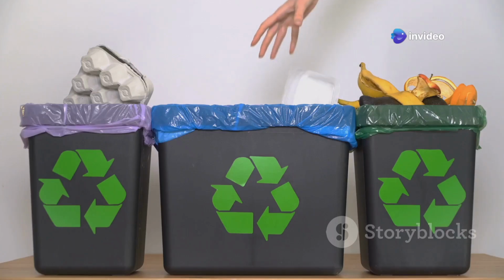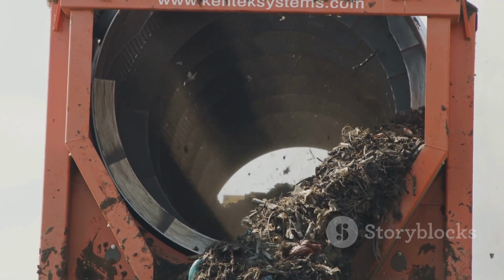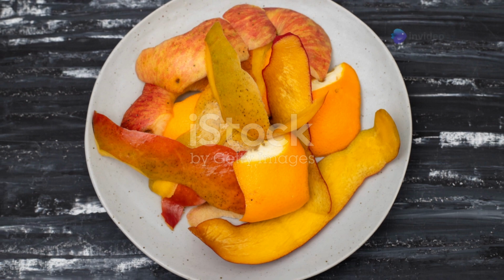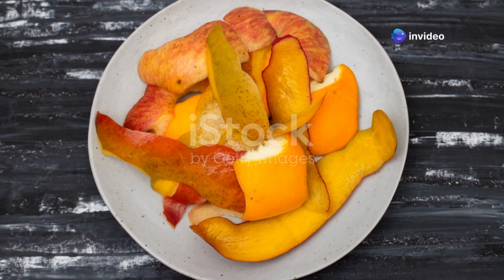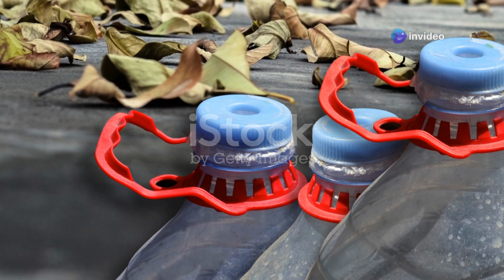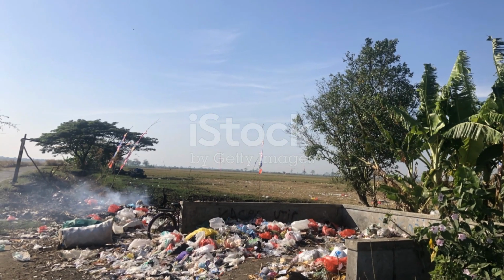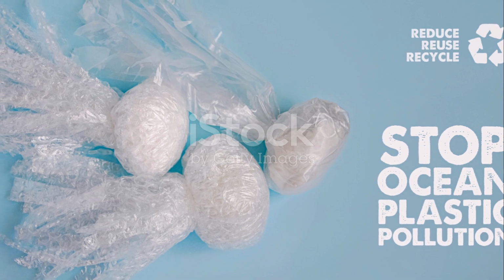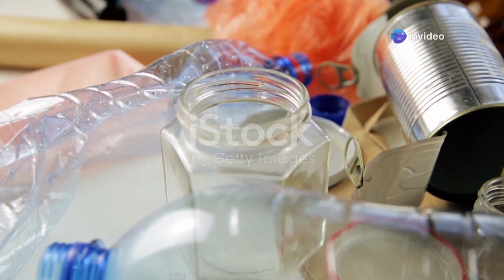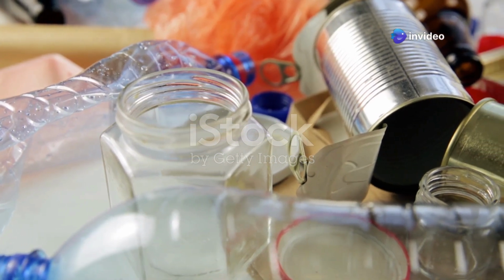We can also classify materials based on whether they are biodegradable or non-biodegradable. Biodegradable materials like food scraps and paper can be broken down by microorganisms in the environment. They're like nature's recyclers. Non-biodegradable materials like plastic and styrofoam take a very long time to break down, and some may never decompose completely. Understanding the properties of different materials helps us use them wisely and make responsible choices for our planet.